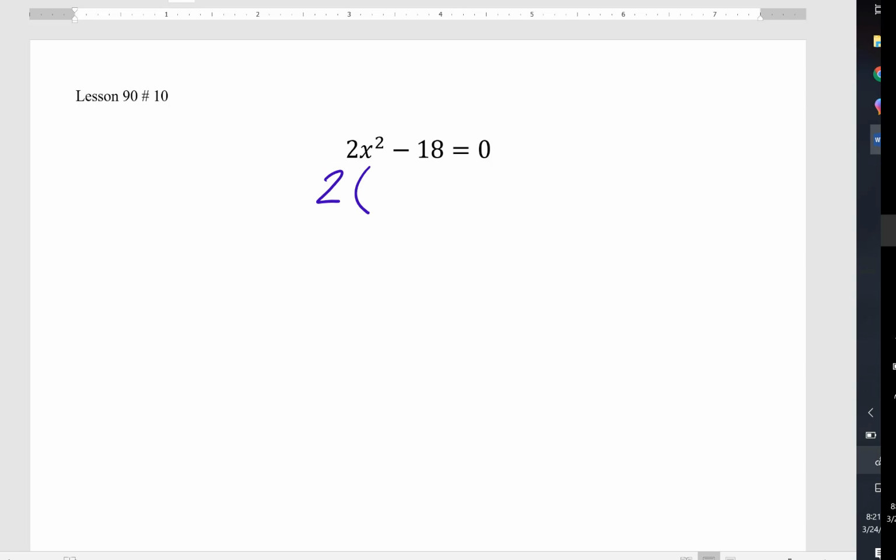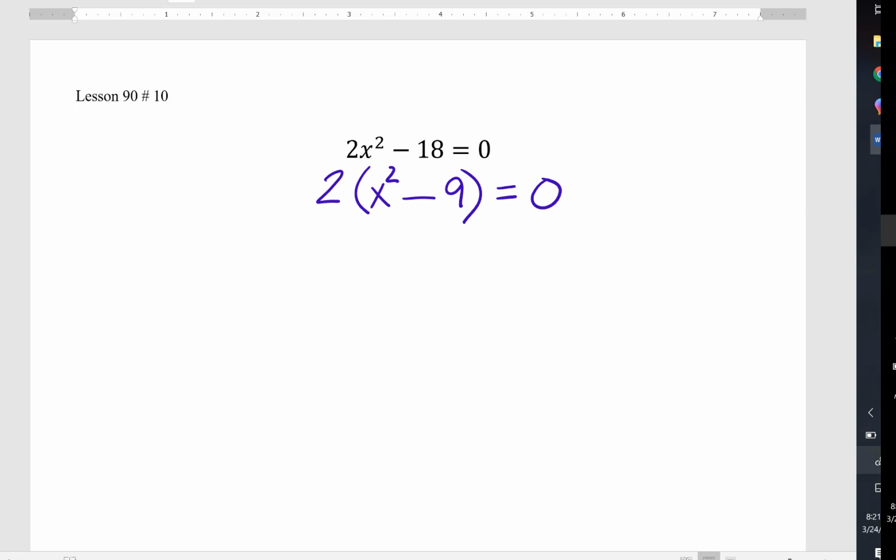So if you factor out a 2 for your first term, you'll have x squared left, because 2 times x squared is 2x squared. And then minus, if you factor out a 2 from 18, you will have a 9 left over. And so in your parentheses now you've got x squared minus 9, because 2 times the quantity x squared minus 9 is 2x squared minus 18. So you're just rewriting the expression.